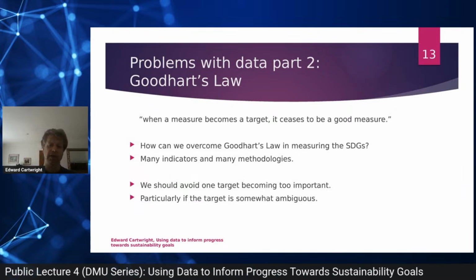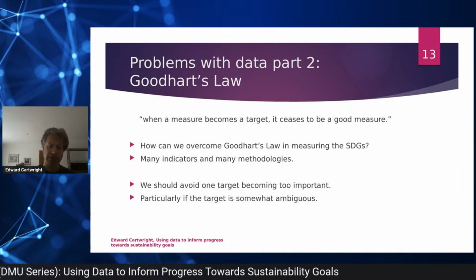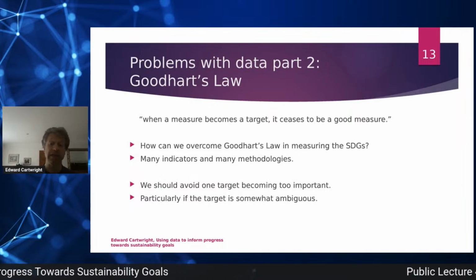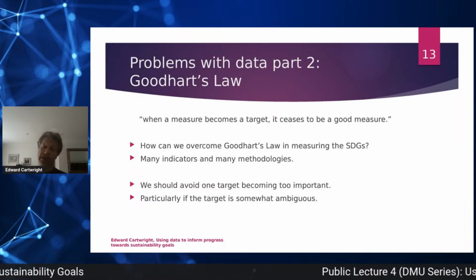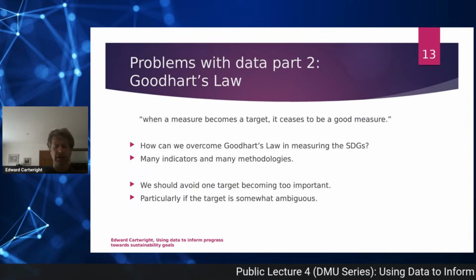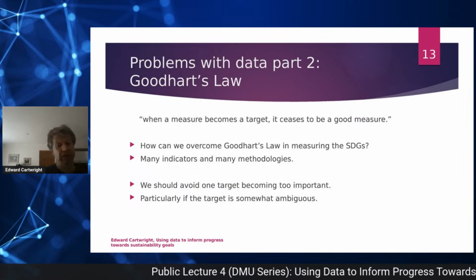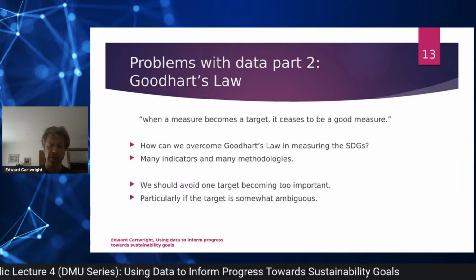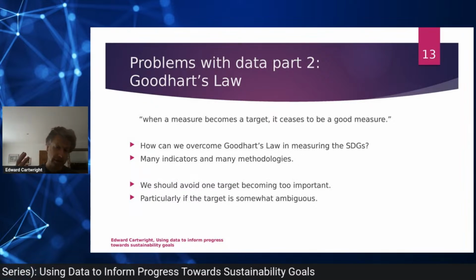Now, the easiest way to overcome Goodhart's law, which the SDGs in essence encapsulate, is to have so many indicators and so many different ways of collecting data that it's very difficult for an organisation or a country to realistically manipulate them, right?